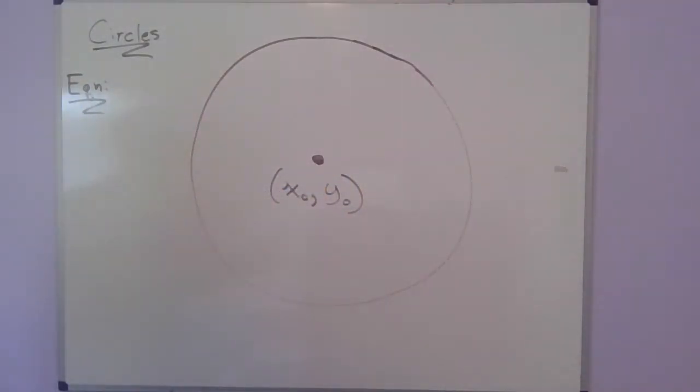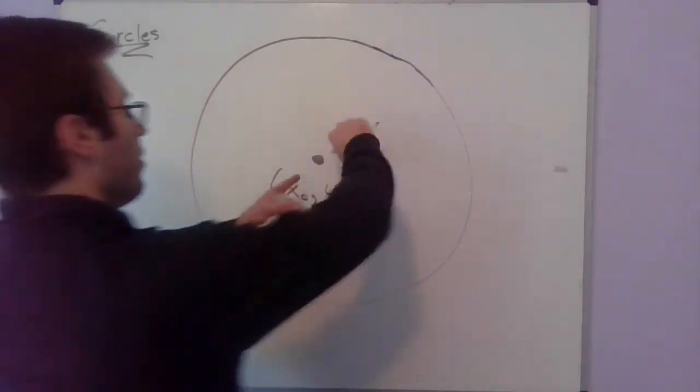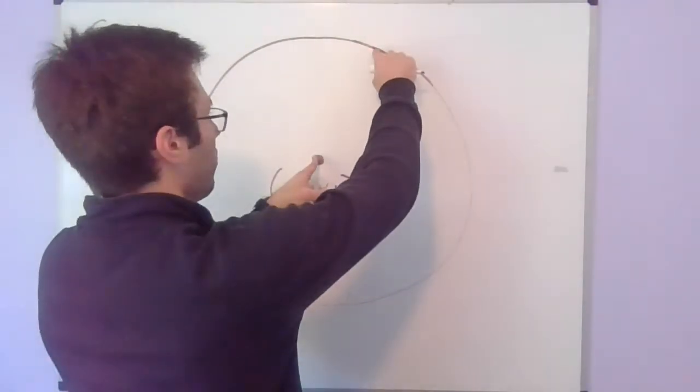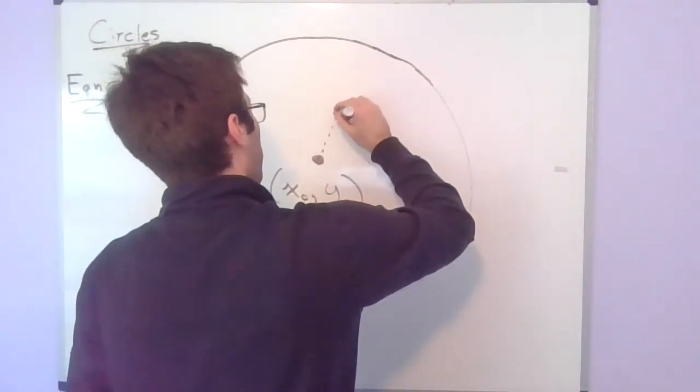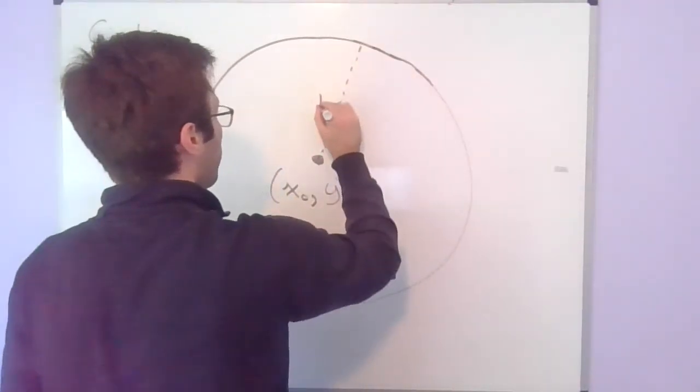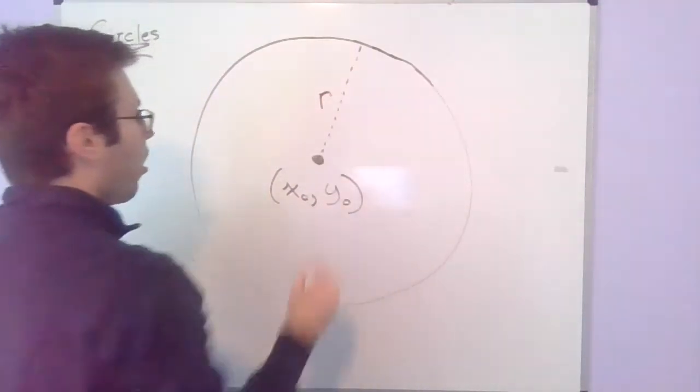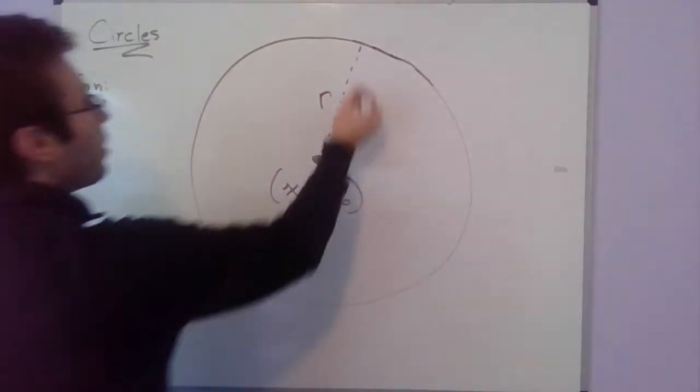And we also have to know how big this circle is, the radius of it. I mean, is it huge? Is it small? So we have to know the radius of this thing right here. So let's denote this radius as r, radius r.